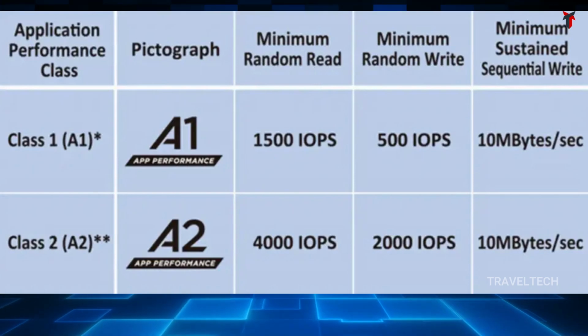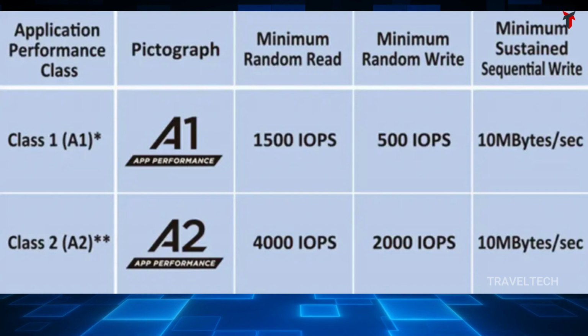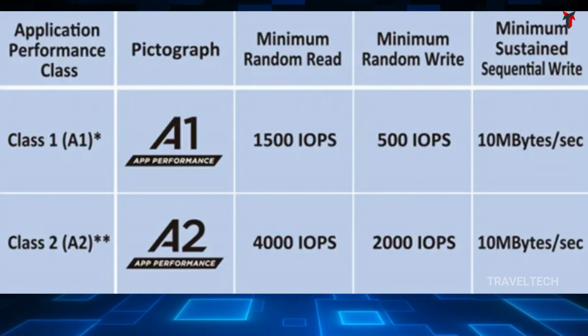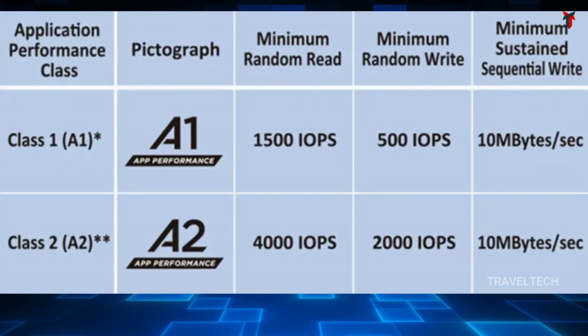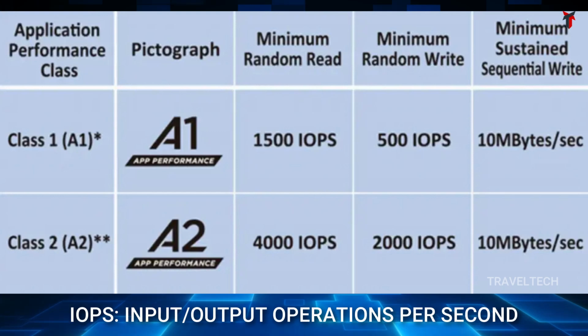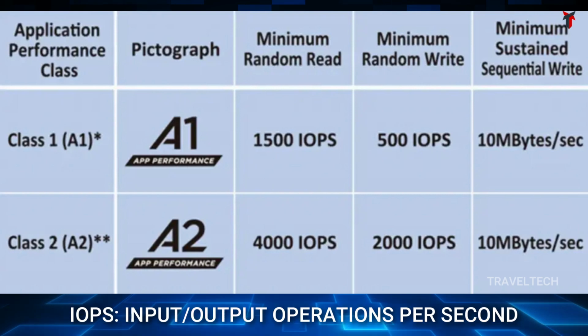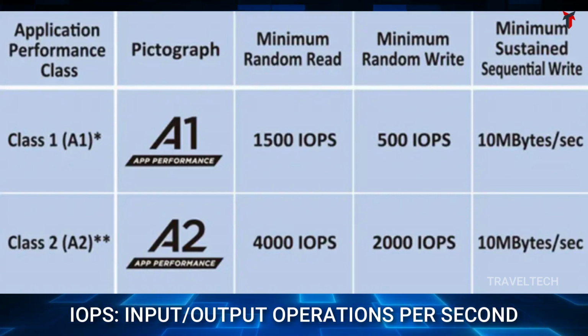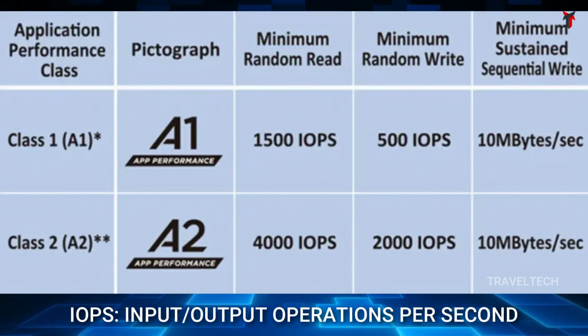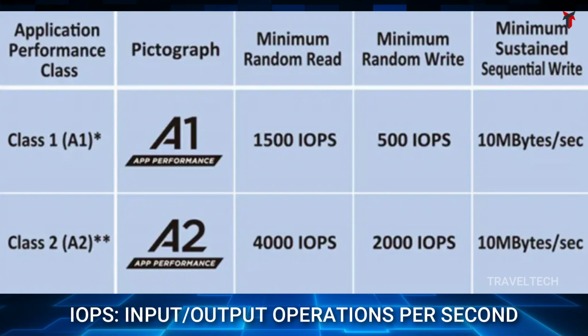So on top here you have the class 1 or the A1, which has a minimum random read speed of 1500 IOPS. Now IOPS stands for input output operations per second. Now the A1 also has a minimum random write speed of 500 IOPS and a minimum sustained sequential write speed of 10 MB per second. This is the same with the class 2 or A2 as well.